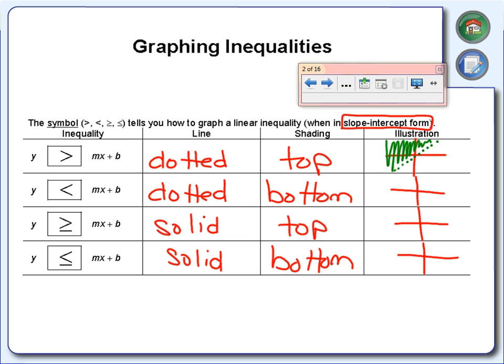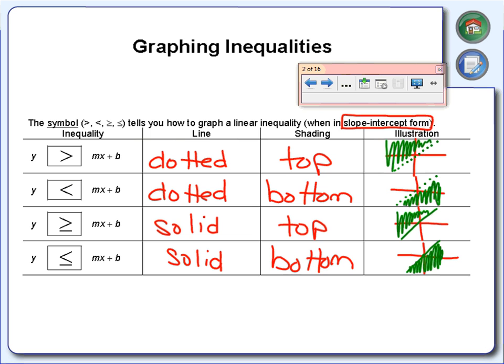Now we're going to do an example of a less than. All right, so again, notice we said we were going to use a dotted line. Only difference is this one would be shaded to the bottom of the line. And that shading is the important part because that's where all of our solutions are. The other two are pretty much the same thing. The only difference is these are solid lines. Both of those are solid lines. First one says greater than, which means we'd be shading to the top. And the last one, less than, is shaded to the bottom. So again, that shading is the important part. That's where all the solutions are to the inequality.